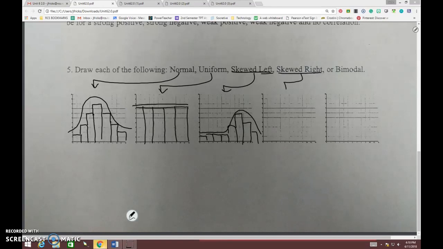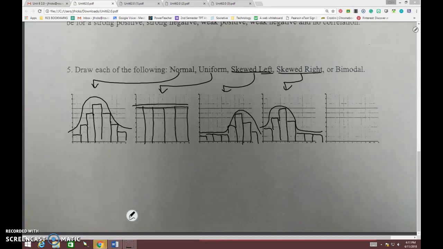Skewed right is when it is right-tailed. So on this one, right the opposite, we're going to have the head, the body, and then we're going to come back down and we're going to have our tail going to the right. So tail to the right and then body to the left. So skewed right or right-tailed is going to be the answer for that one.